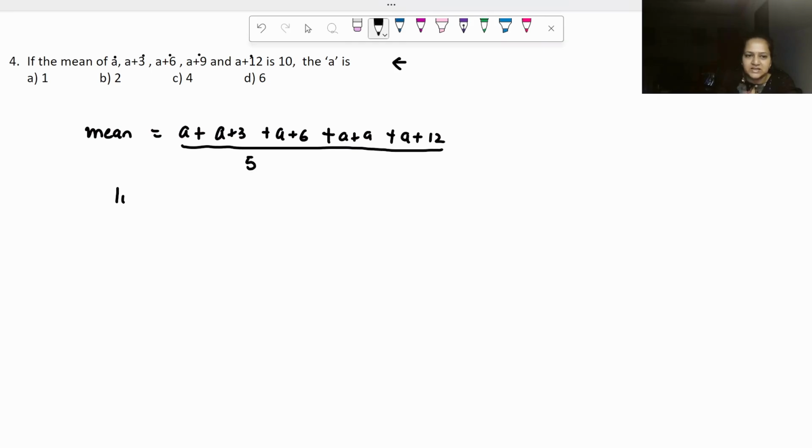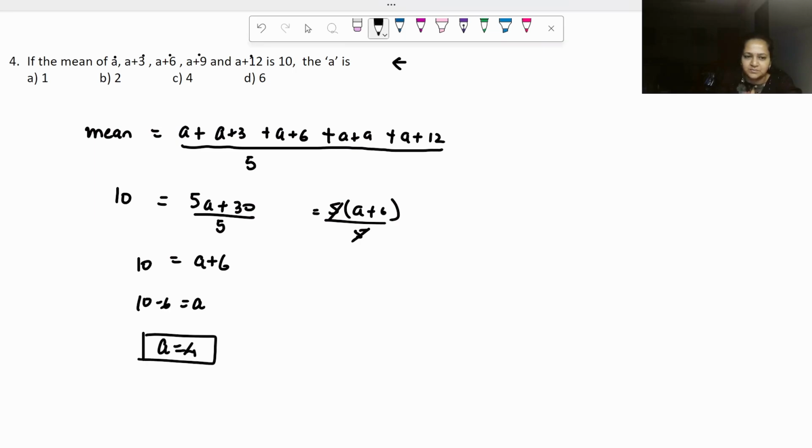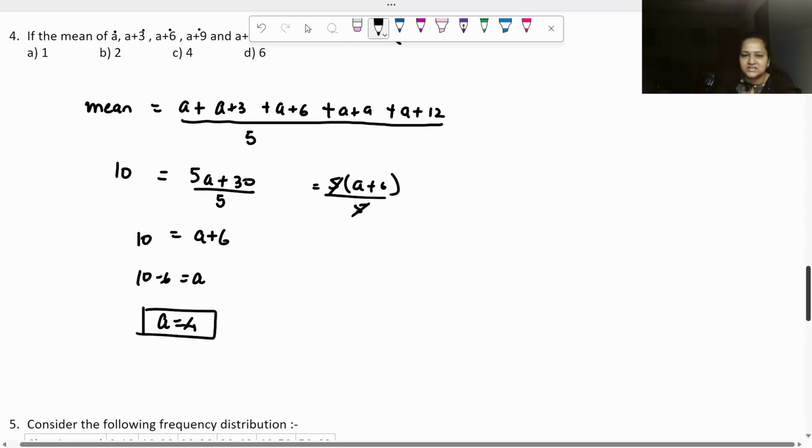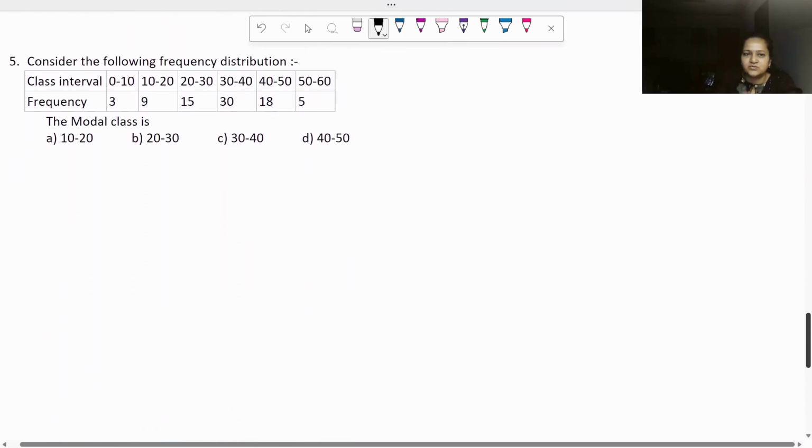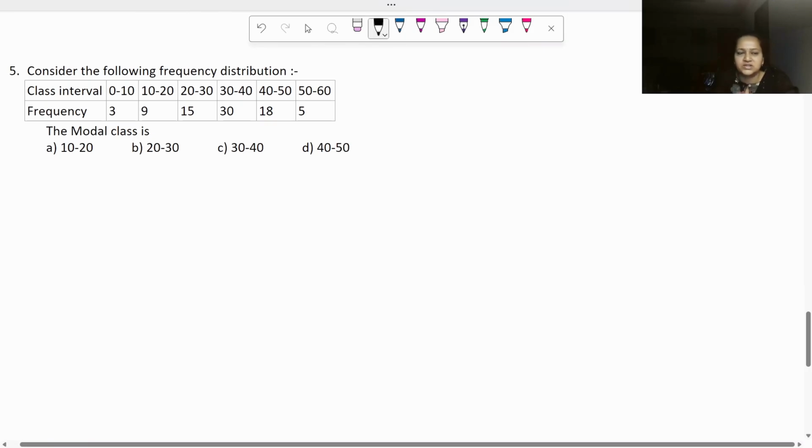And we are given that mean is 10. So, 4a plus 3 plus 6 plus 9 plus 12, 3 plus 6 is 9, 9 plus 9 is 18, and 18 plus 12 is 30, upon 4. So we can divide each term by 2 over here and we'll get a plus 7.5 is 10. Hence a is 4. This was a simple application that we had done in 9th standard for ungrouped data, right?